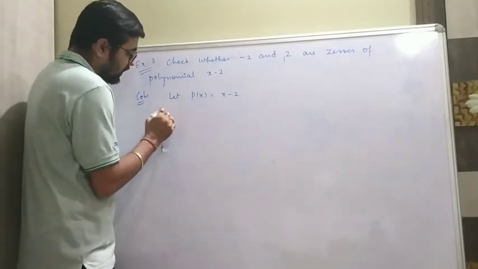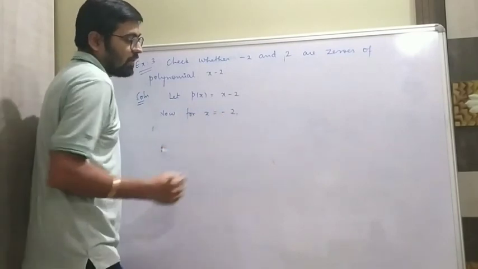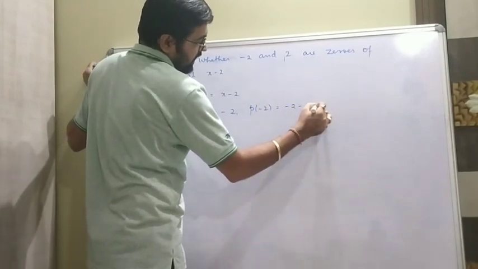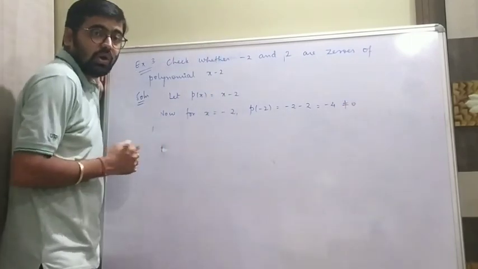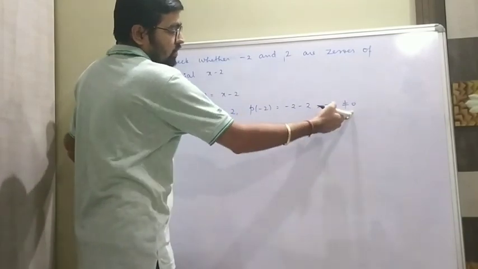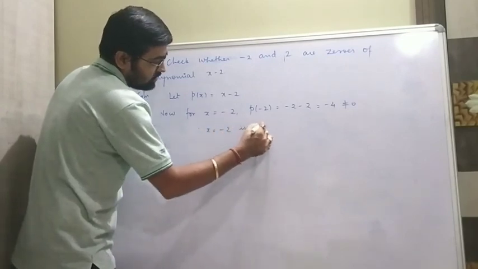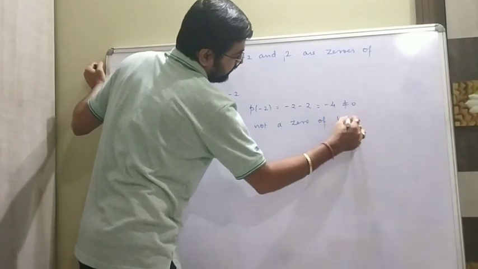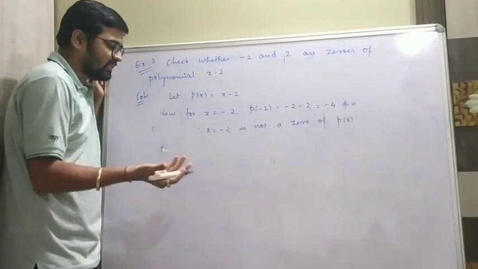So what we are going to simply do now, for x equals to minus 2, so this becomes p of minus 2. I'll replace x with minus 2, so I got minus 4, which is not equals to 0. If by replacing the value x equals minus 2, my polynomial is not equals to 0, then I can say x equals to minus 2 is not a 0 of p of x, or you can write polynomial, or you can write x minus 2. That's simple as that.